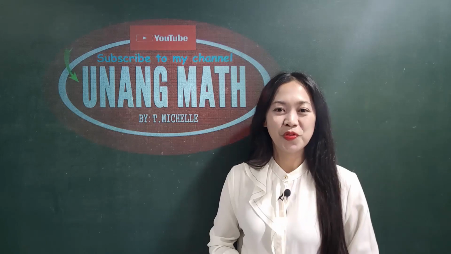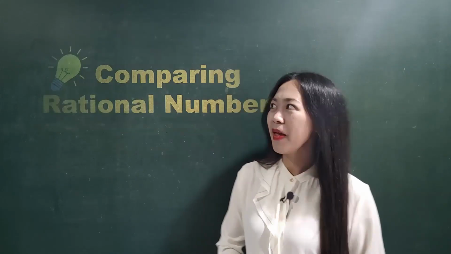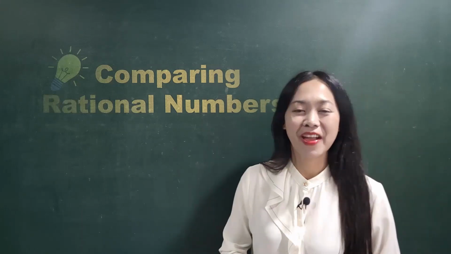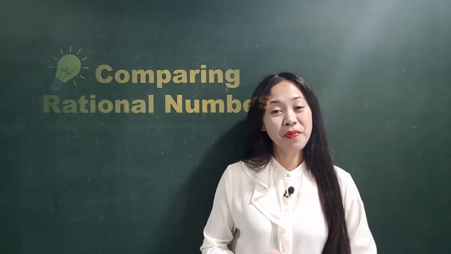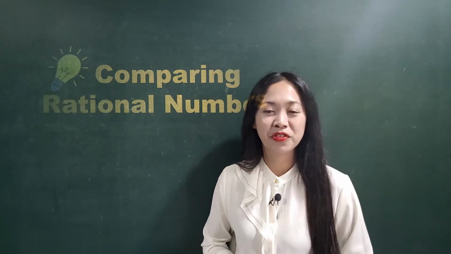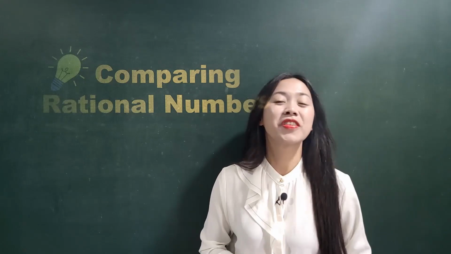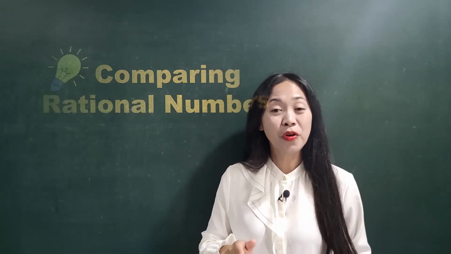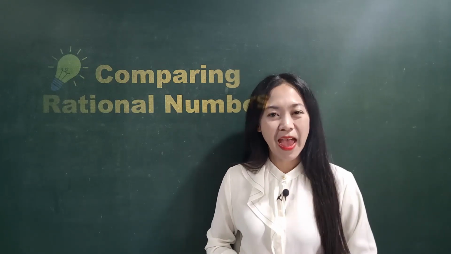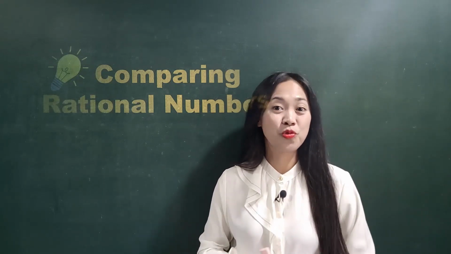This is episode 52 and for this episode, I will be covering the topic about comparing rational numbers. In our previous episode, we studied what rational numbers are. So this time, we will compare which number is smaller or bigger using the absolute value of the numbers. This episode has two parts.